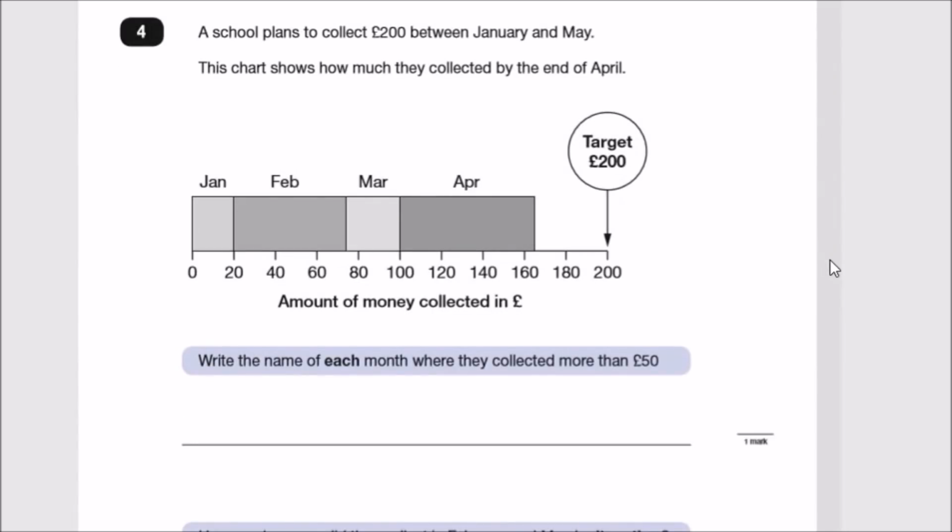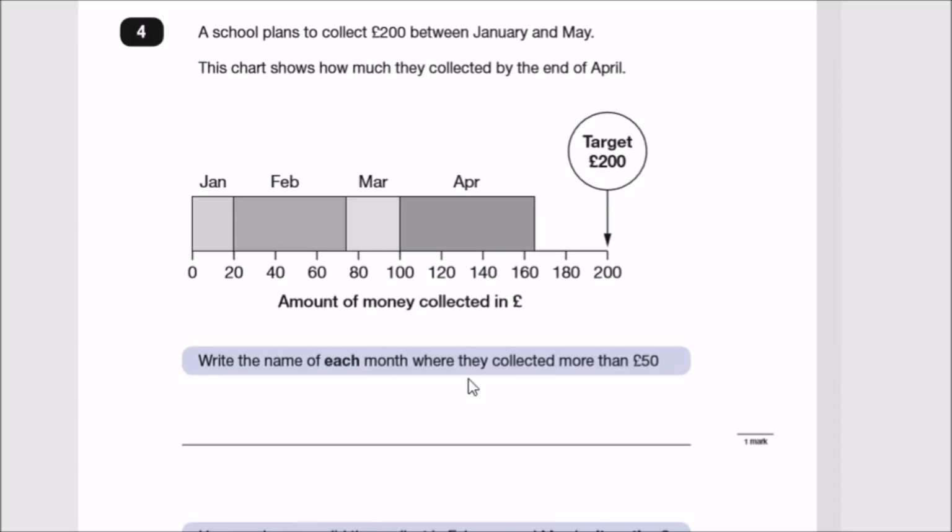Number 4. Oh, this one was quite fun. So a school plans to collect £200 between January and May. That's quite a bit of money. This chart shows how much they collected by the end of April. So far, it looks like they collected 20 here, a good amount of money in February, a bit in March, a nice chunk in April. So it looks like they're around just after 160 quid. And the target is here.